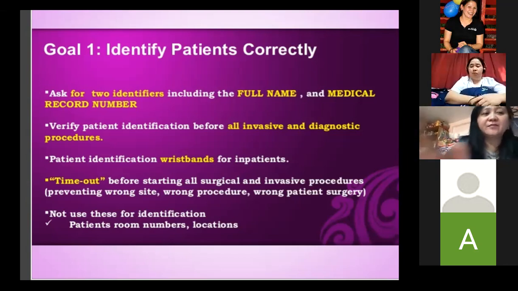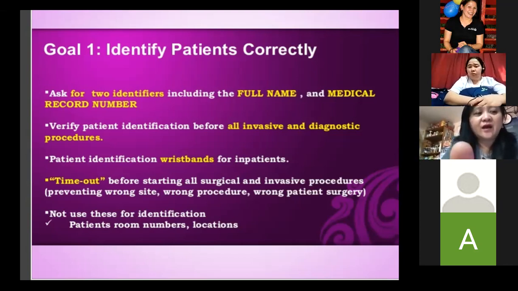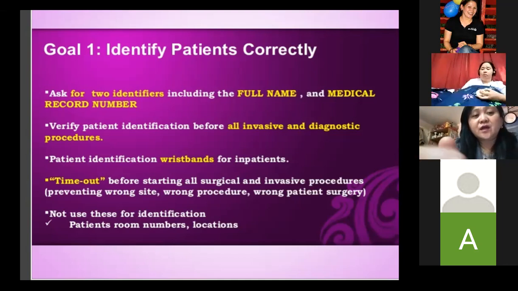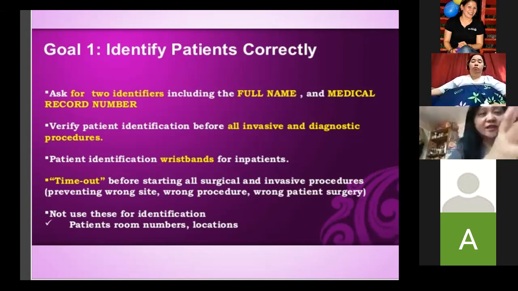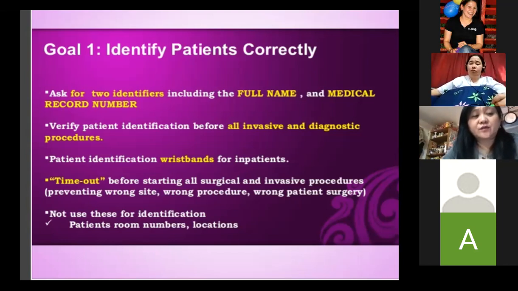And do a time out before starting the surgical or invasive procedure, preventing wrong site, wrong procedure, and wrong patient surgery. You have to check for that also. Do not use patient room numbers or location for identification. It is better to check the medical record number and the full name of the patient.